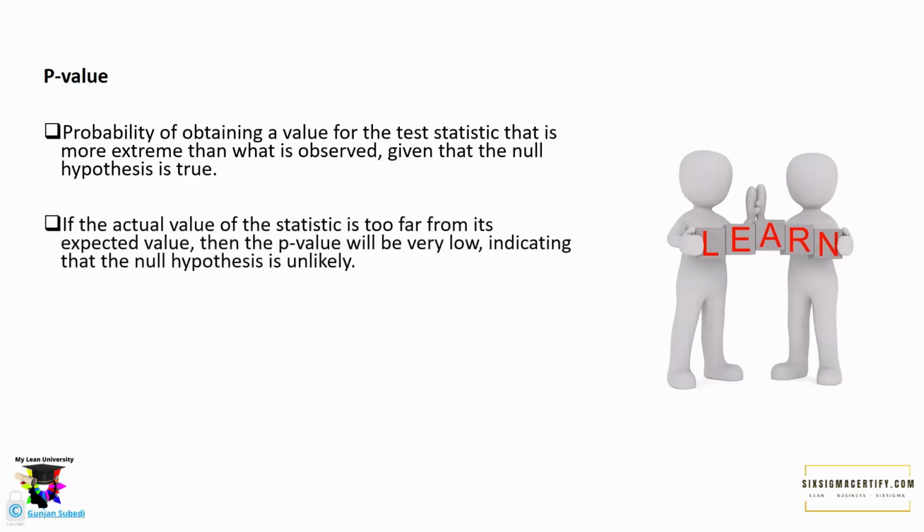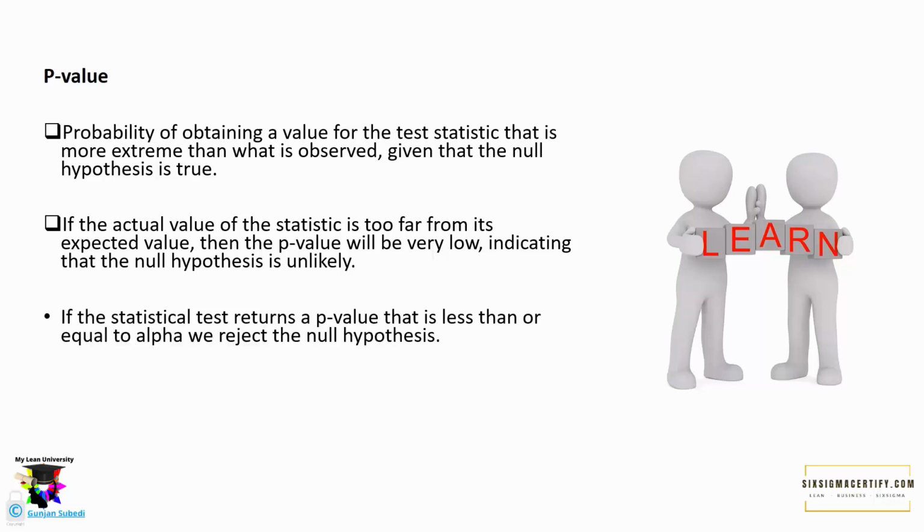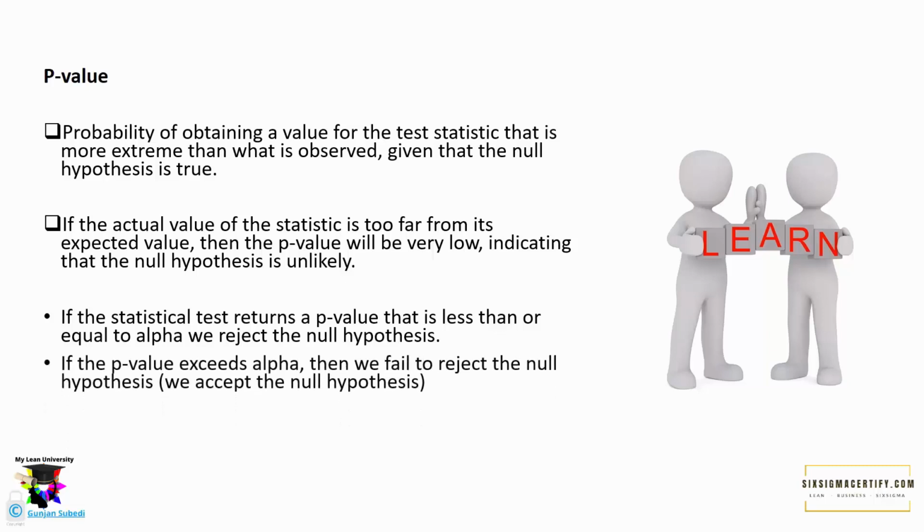If the actual value of the statistic is too far from its expected value, then the p-value will be very low, indicating that the null hypothesis is unlikely. Now for some students, these two statements can be somewhat difficult to understand, so I'll try to make it simpler here. If the statistical test returns a p-value that is lesser or equal to alpha, we reject the null hypothesis. If the p-value exceeds the alpha, then we fail to reject the null hypothesis.